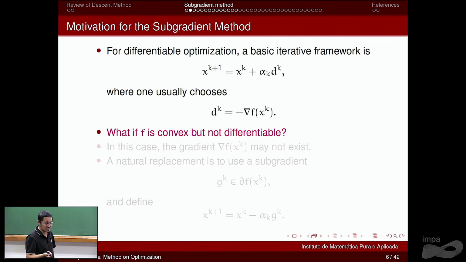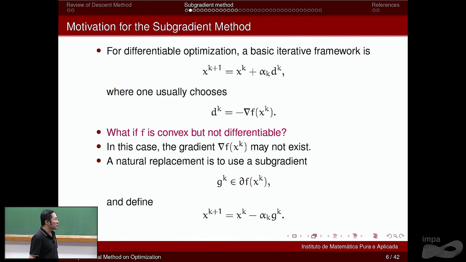If f is convex but not differentiable, here we consider the convex case because it's easier and it's a classical case in optimization, and we can get a very beautiful and simple theoretical result, okay? We know that when minimizing a convex function, a local minimizer is a global minimizer, okay? But there is a problem, which is that the gradient may not exist, okay?